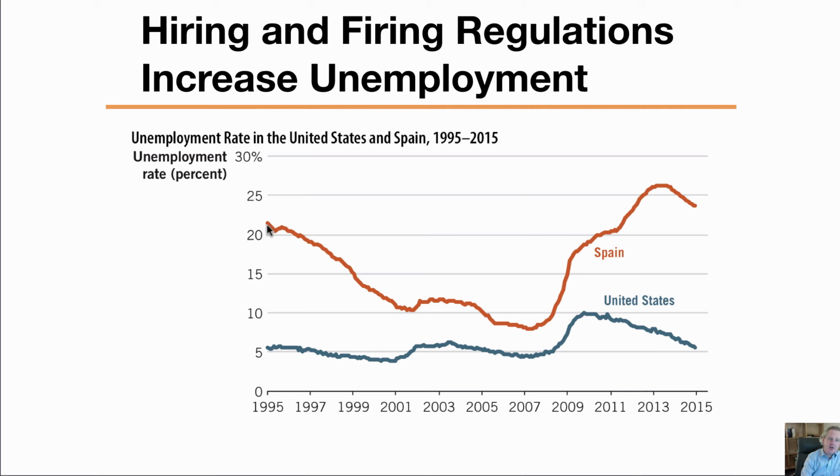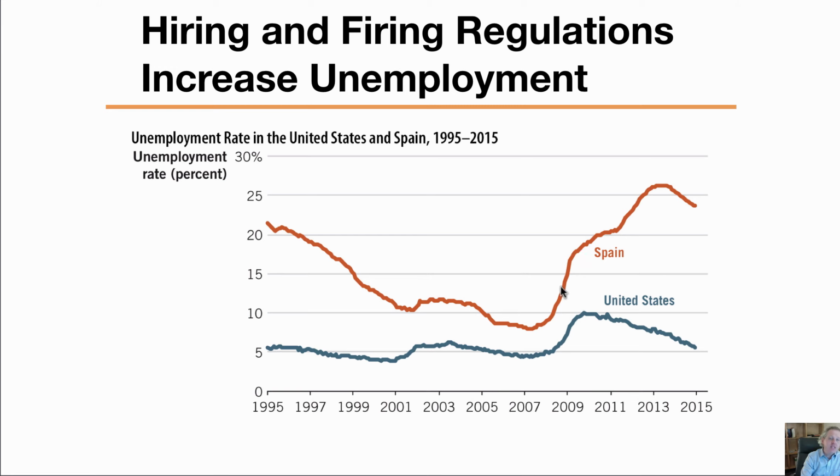So you can see Spain starts out with drastically higher unemployment, but it falls rapidly. But notice it still never quite gets to the low levels of the U.S. In fact, the lowest unemployment that Spain has had is just barely below the highest unemployment the United States has had.